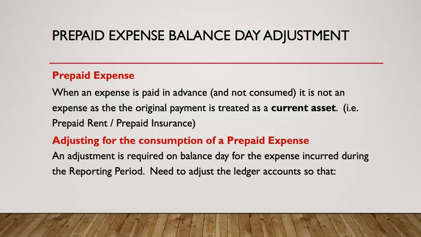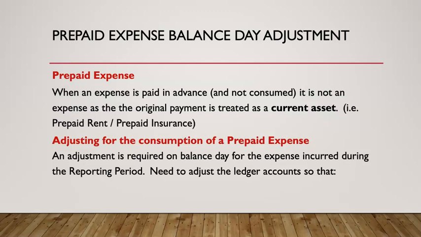But we need to understand that we need to make an adjustment for the consumption of this prepaid expense on the balance date. So we have recorded a current asset, but we need to do an adjustment on the balance day for the expense that has been incurred during the reporting period. We need to adjust the ledger accounts, but we are ultimately recognizing that some of that asset that was prepaid on rent or insurance, we have now consumed from the time that we paid it up until the time now that is our balance day.